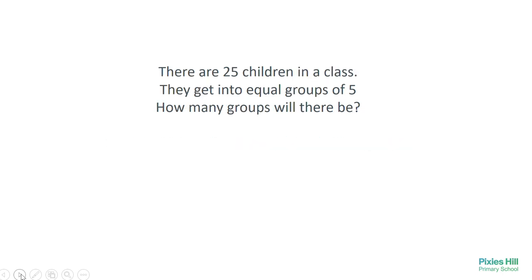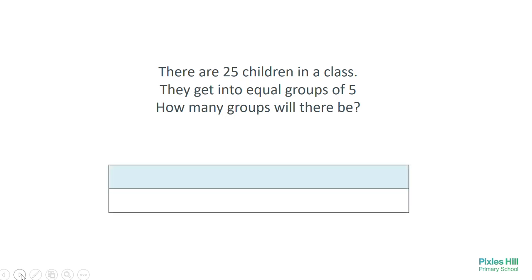This time I have 25 children in the class. They get into equal groups of 5. How many groups will there be? I now need to look at my key information, and I know that this is going to be a grouping word problem. So again, I'm going to use a bar model. 25 children is my whole. So that will go at the top of my bar model.